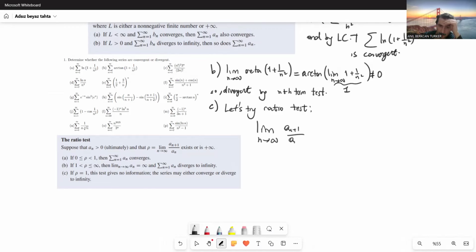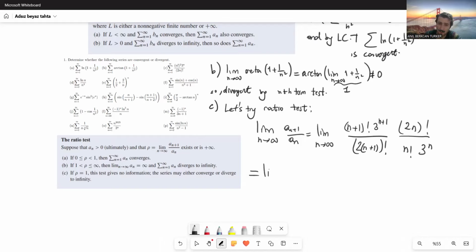a_{n+1} over a_n. It means limit n goes to infinity, (n+1) factorial, (3n+1) over (2n+1). Don't forget to write plus 1 inside n. This is not 2n plus 1, this is 2n plus 2. Again, you might make some mistakes. Factorial (3n), (2n) factorial. Let me simplify.